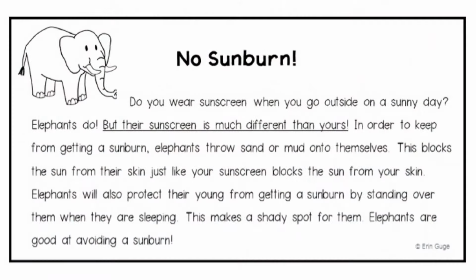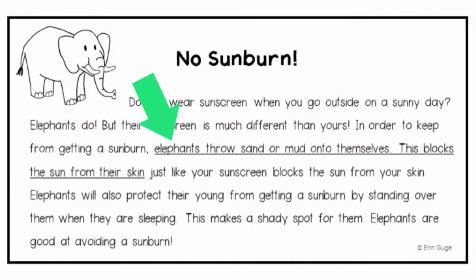Okay, and now we also have the C poster for cite text evidence. Remember what that means? We have to tell something from the text, from the story, to prove that our answer is right. Let's look back at the story and find a part that shows how they avoid sunburn, since that was our answer. Does this underlined sentence show how they keep from getting sunburned? It says, their sunscreen is much different than yours. No, it doesn't. Does this underlined sentence show how they keep from getting sunburned? It says, elephants throw sand or mud onto themselves. This blocks the sun from their skin. Yes, this shows how they avoid sunburn, and that's pretty clever.